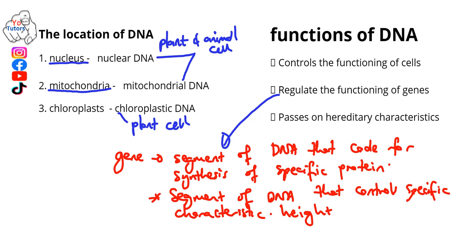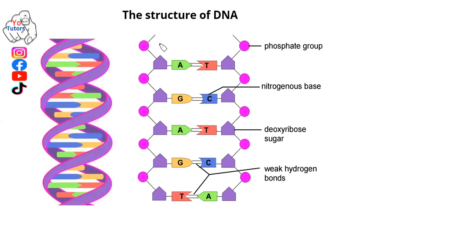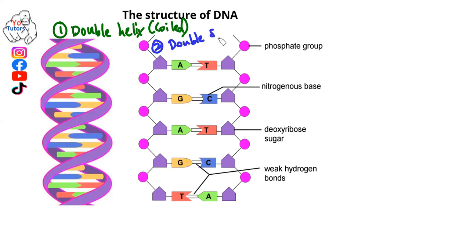Now let's move on to the next slide, where we are looking at the structure of DNA. The first thing you can see here is that the DNA is coiled, but also double stranded. So we need to state that the structure of DNA is a double helix, meaning it's coiled. As you can see on the diagram, we are seeing two strands of DNA, so DNA is double stranded.